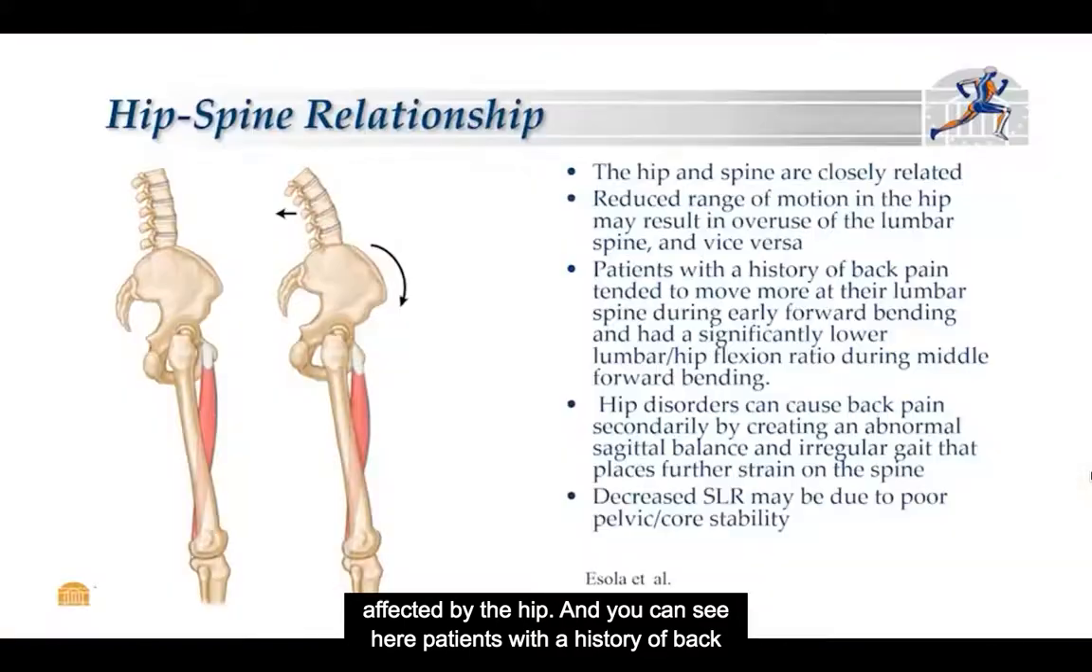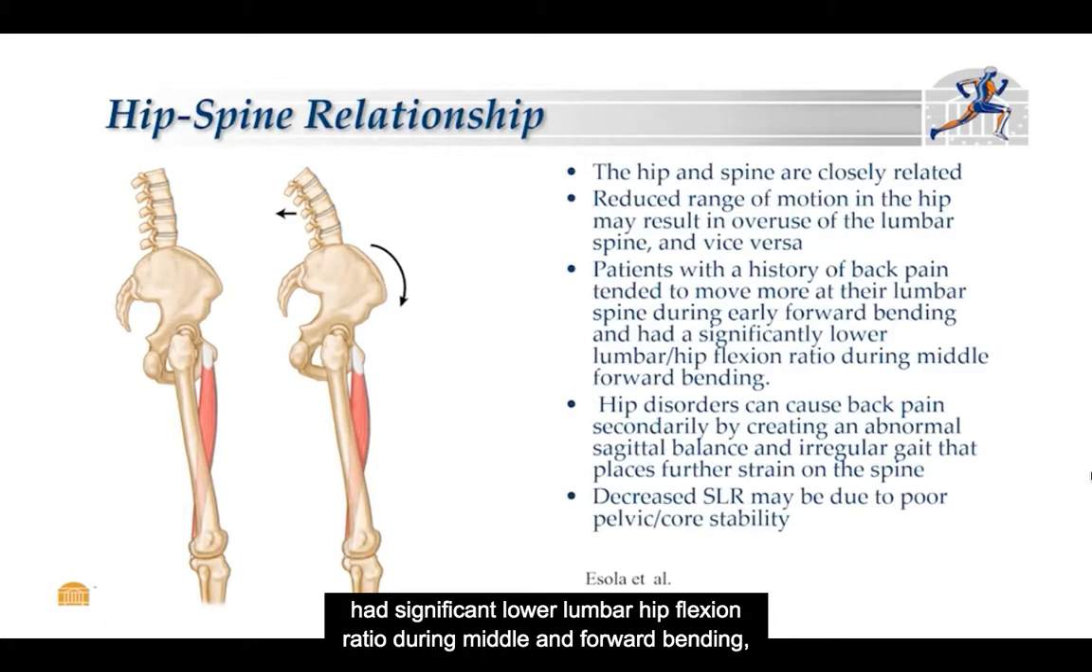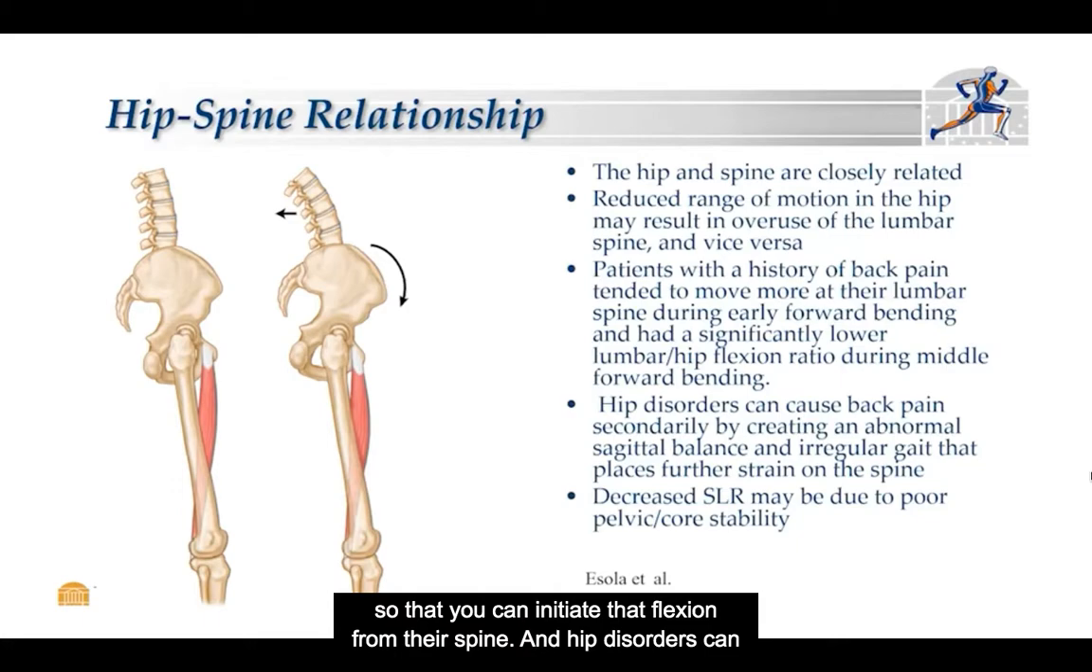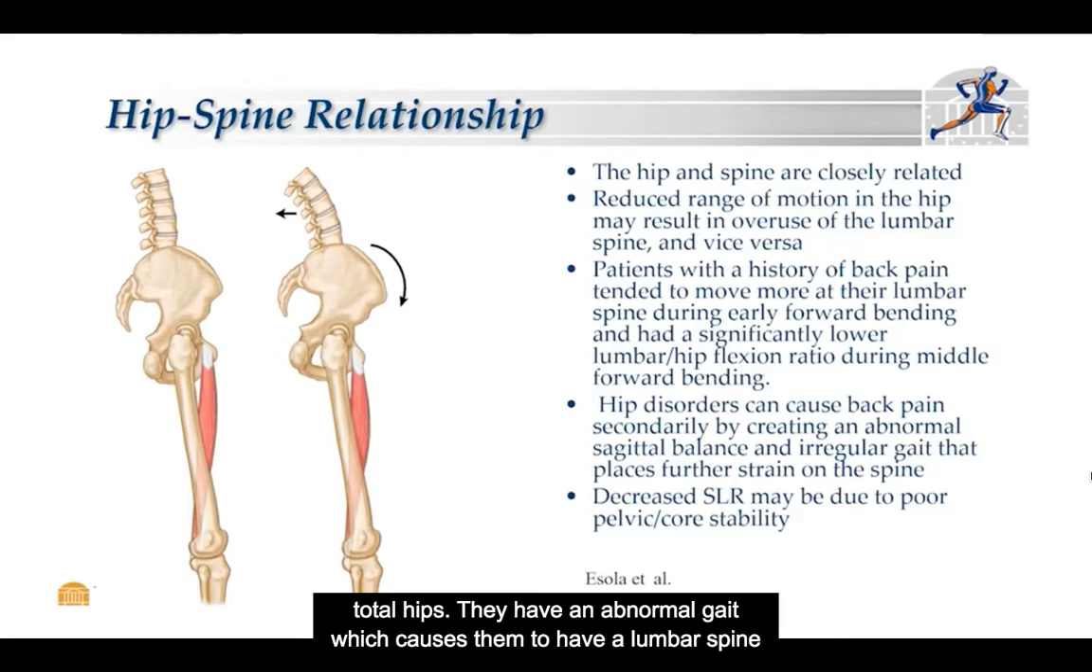And you can see here, patients with a history of back pain tended to move at their lumbar spine during early forward bending and had a significantly lower lumbar-hip flexion ratio during middle and late forward bending. So that's going to initiate that flexion from their spine. Hip disorders can also cause back disorders and pain. A lot of times people with poor hip mobility, or before total hip replacements, have an abnormal gait, which causes them to have lumbar spine pain.